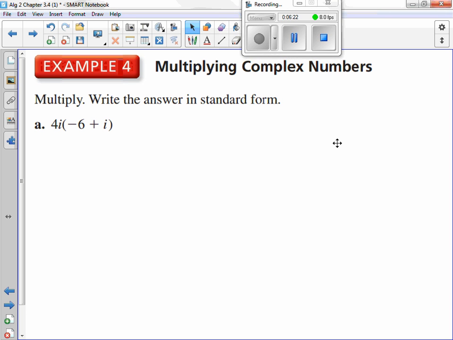Let's look at multiplication. When we multiply, we're really just using the distributive property. So when we have one term, we're multiplying through this one here by 4i. Well, 4i times negative 6, well, 4 times negative 6 would be negative 24i.